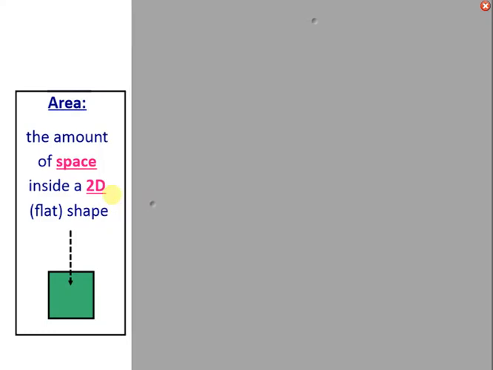To start off with, we're going to look at some definitions. We're going to look at the definition of area. Area is the amount of space inside of a two-dimensional object. And so area, if you're looking at this square, is everything that is the green. It's everything inside of that square.